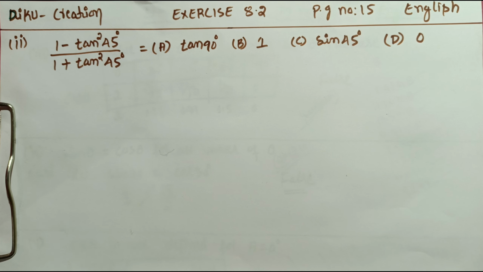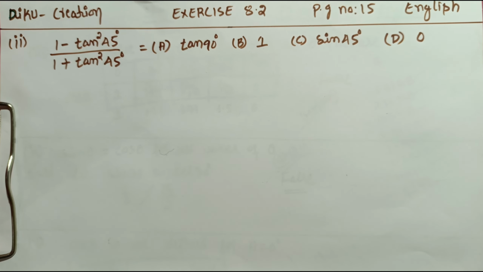Okay, the second question of exercise 8.2. The question is 1 minus tan square 45 degree divided by 1 plus tan square 45 degree. Here the four options are given. Tan 90 degree, that is the first option. B is equal to 1, C is equal to 45 degree, and D is equal to 0 degree. So now we need to choose the correct answer among these four options.